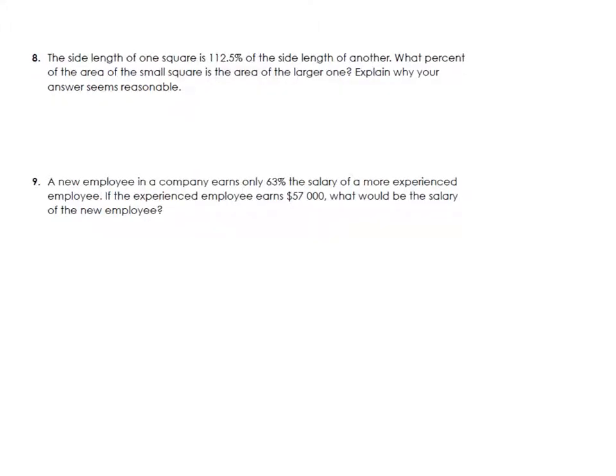Alright, 8. The side length of one square is 112% of the side length of another. What percent of the area of the small square is the area of the larger one? Explain why your answer seems reasonable. So this is one of those questions where you need to take what the question is giving you. So it tells you got two squares, one's bigger than the other. And it tells you that the larger one has a length that is 112.5% of the length of the smaller one. So let's use some simple numbers to work with here.